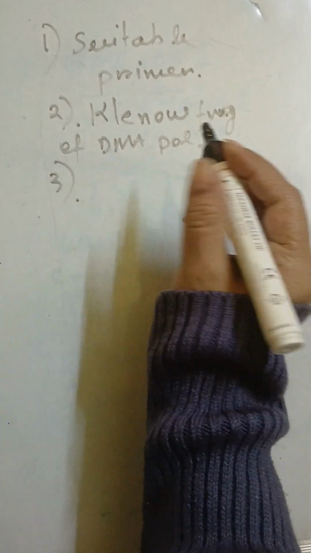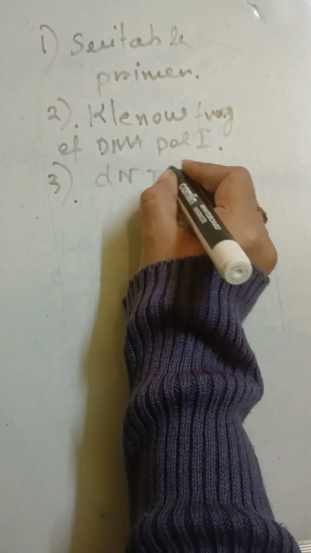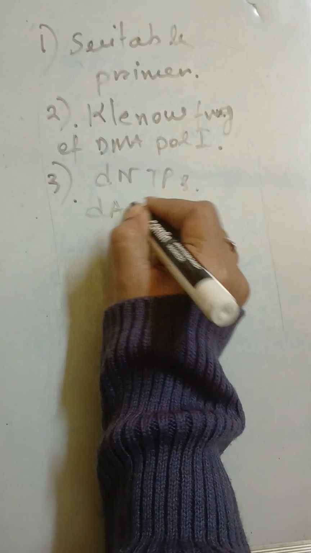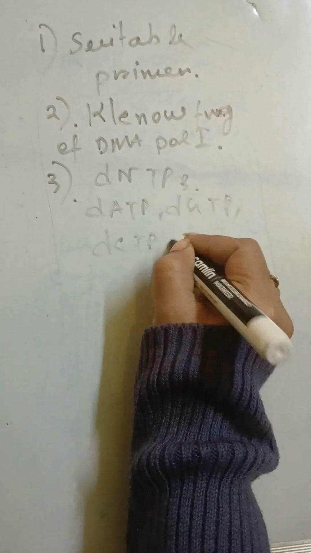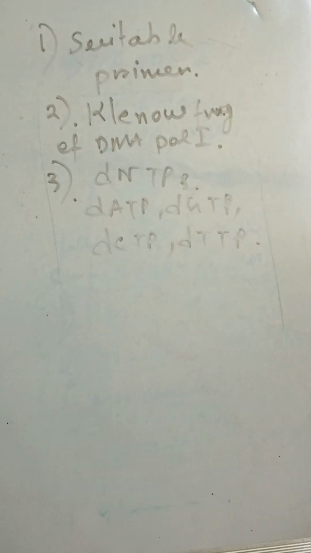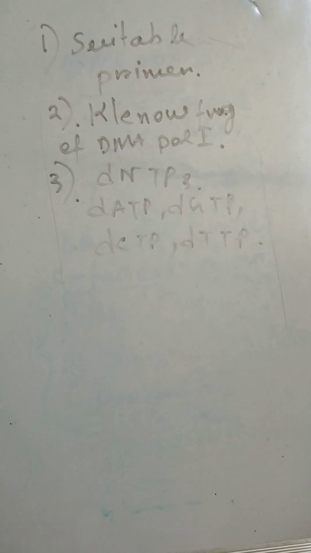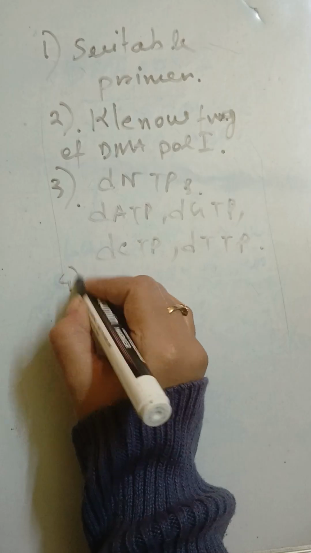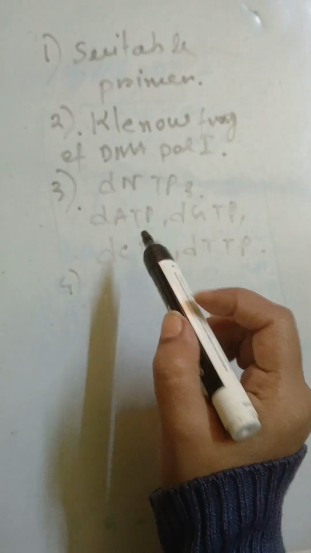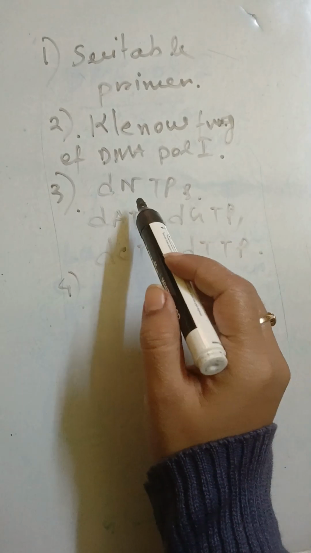Number 3 is obviously a mixture of dNTPs, meaning dATP, dGTP, dCTP, dTTP. This will be needed because these nucleotides will be added to the growing 3' end of the complementary strands of the DNA.